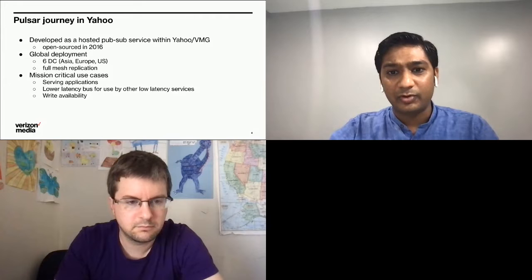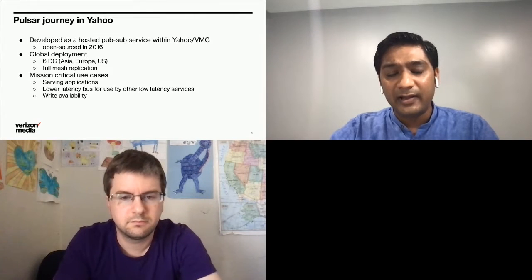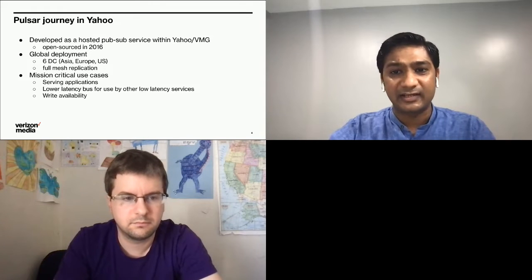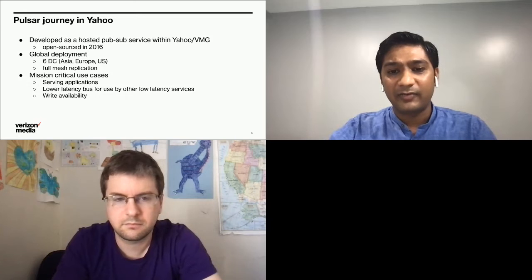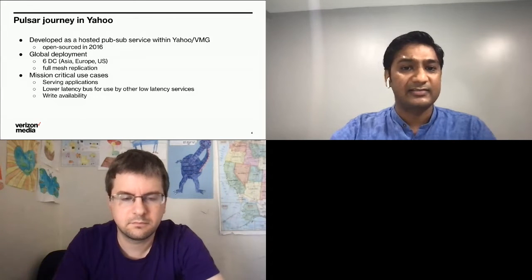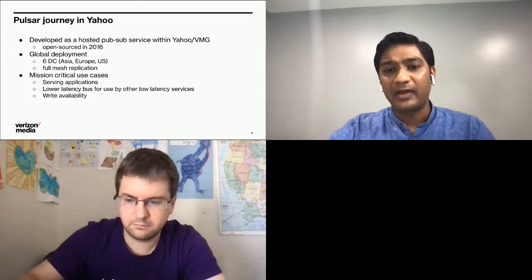This slide shows a glimpse of Pulsar's journey in Yahoo. We started building and using Pulsar in 2014 and then open sourced it in 2016. Pulsar is operated as a hosted service in a private cloud within Yahoo, and it is deployed across 6 different data centers in the world. We fully replicate across all of them with full mesh.